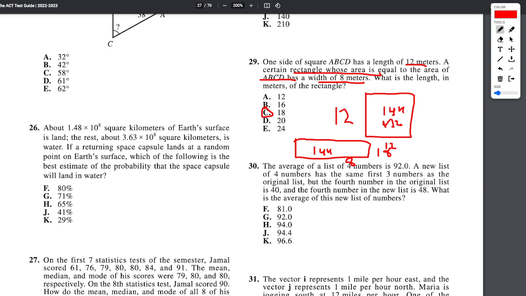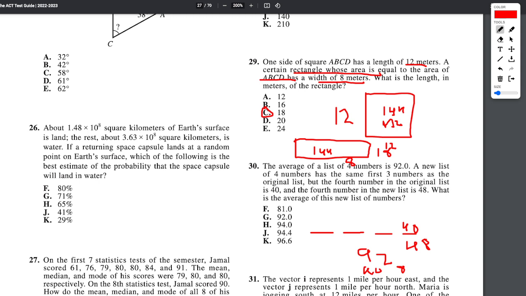Look at that. I'm going to have to scroll down for this one. The average of a list of 4 numbers is 92. So think 1, 2, 3, 4. Whatever these numbers are, we get a 92 average. But the 4th number in the original list is 40. And then we're making a new list where the new number is 48. What is the average of this new list of numbers?